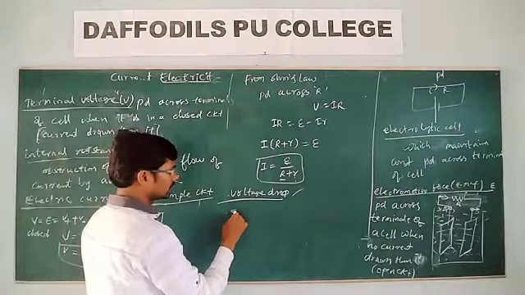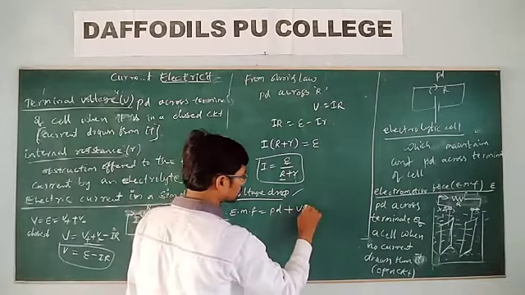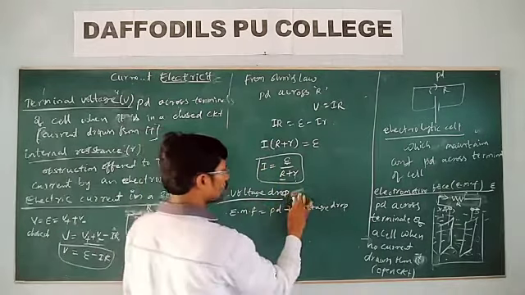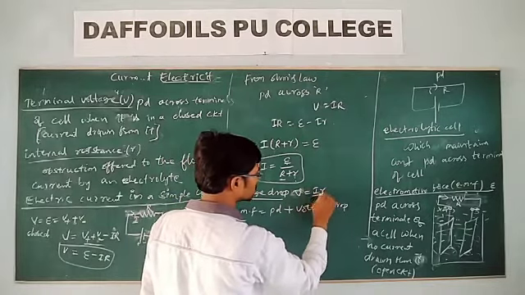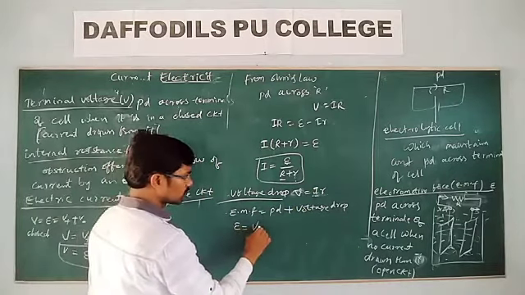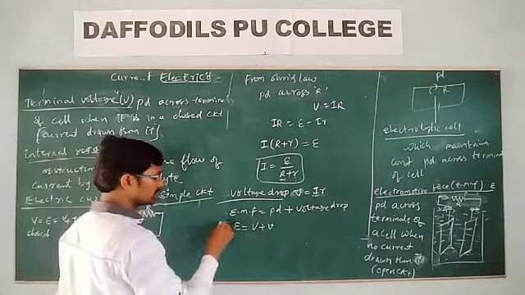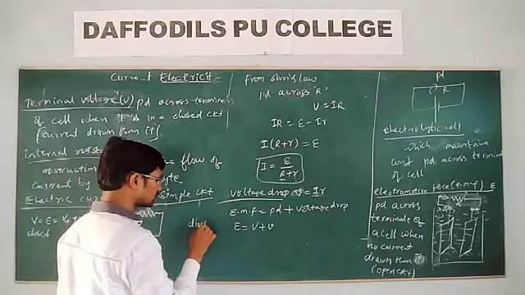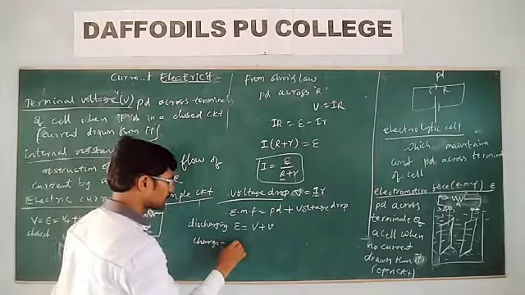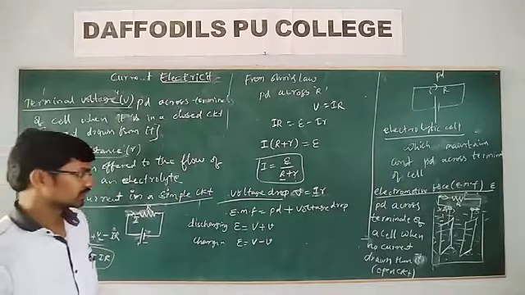Therefore, what is the relation? EMF is equal to potential difference plus voltage drop. So what is voltage drop? Voltage drop is small v equal to I into small r, through an electrolyte. Then what can we write? E is equal to V plus v. This is in case of discharging, when the cell is discharging. If the cell is charging, in this case what is happening? E is equal to V minus v. Okay, the cell is charging, then terminal voltage.